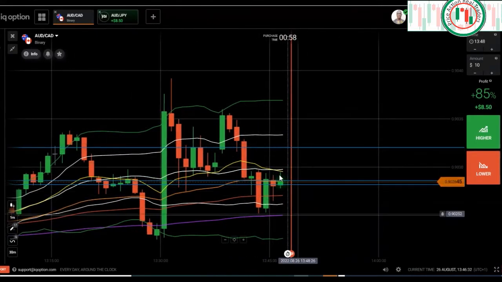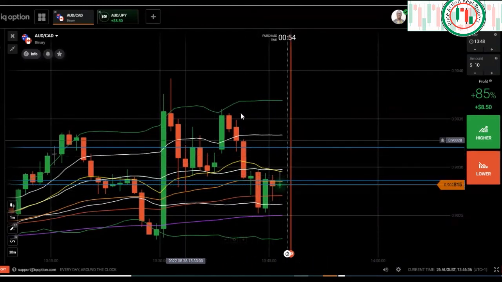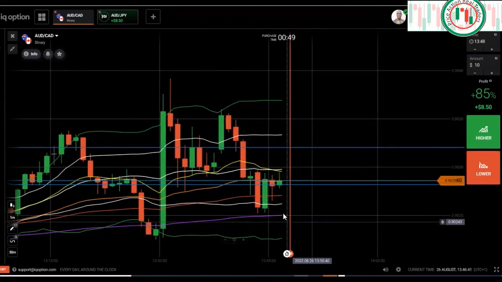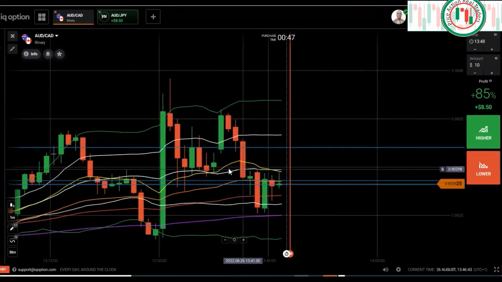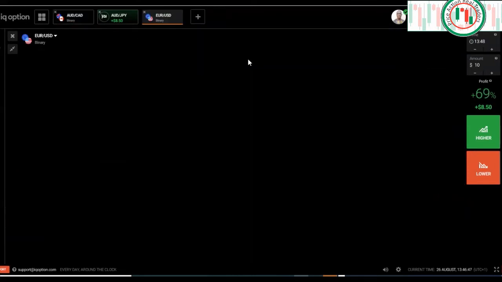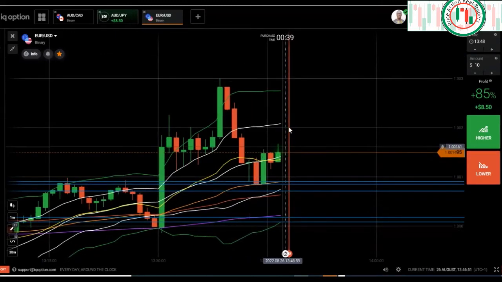Here is ranging. We will come to ranging when I finish this strong trend. I will come back to how to trade in ranging mode. Here is the ranging. So let me check another one for you.